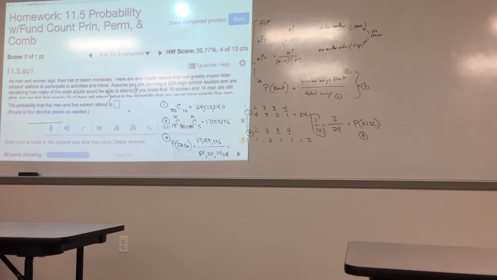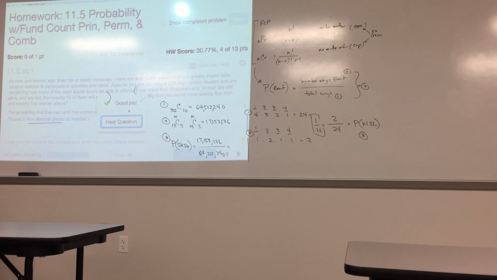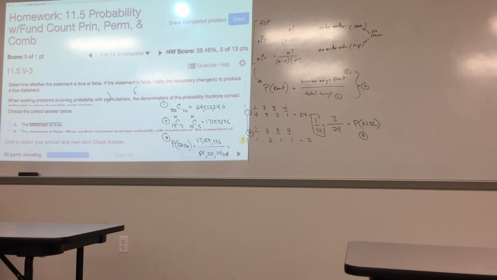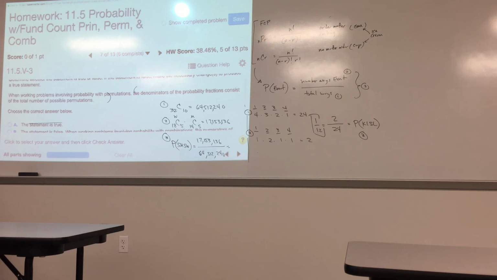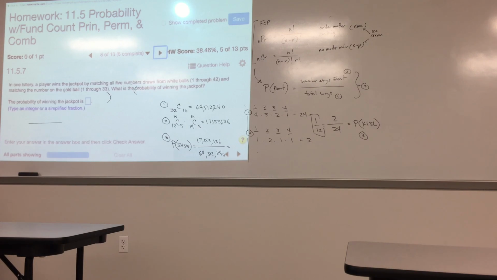Round to 4 decimal places. Should be point something. Is it still recording? 0.2659. Yeah. There you go. Does that make sense, everybody? Done. Really, really good. Nicely done. Okay, I'm going to skip number 7. It's not a big deal.